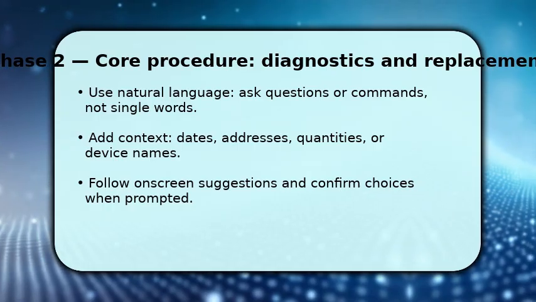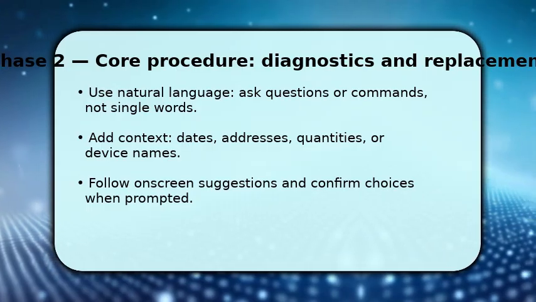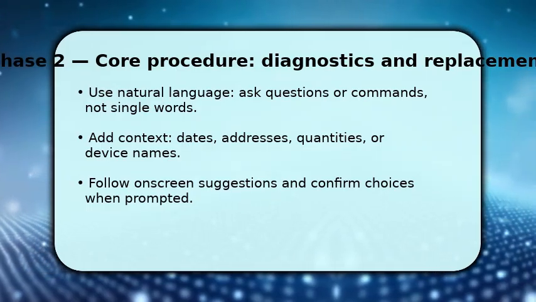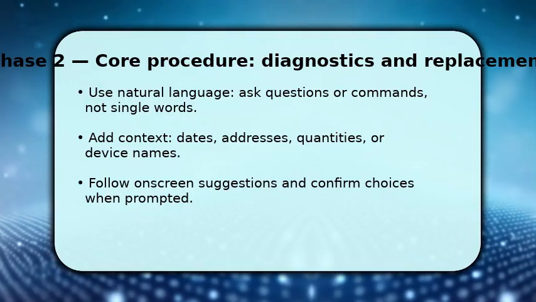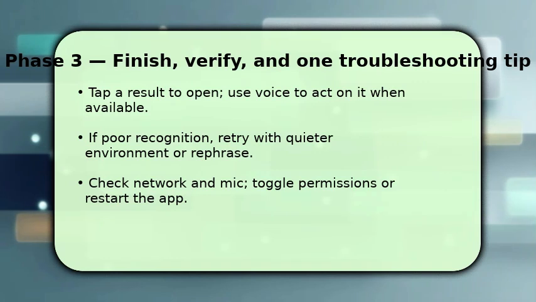Make use of on-screen suggestions to tap the most relevant result quickly. If you need a different result, repeat the phrase with one changed parameter. This iterative method reduces errors and speeds things up. Finish by selecting the best result or issuing a follow-up voice command to act, call, navigate, play.